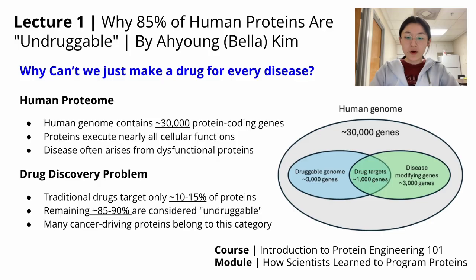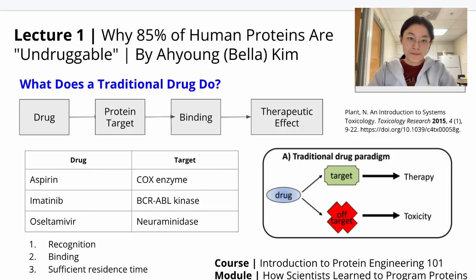The drug discovery problem that we're encountering in today's medicine is that traditional drugs only target 10 to 15% of these proteins, and the remaining 85 to 90% of the proteome is considered undruggable. And many of the cancer-driving proteins, unfortunately, belong in this category of undruggable proteins. Before we dive into a comparison between druggable and undruggable proteins, we really need to understand what a traditional drug actually does in the body and why that relates to proteins.